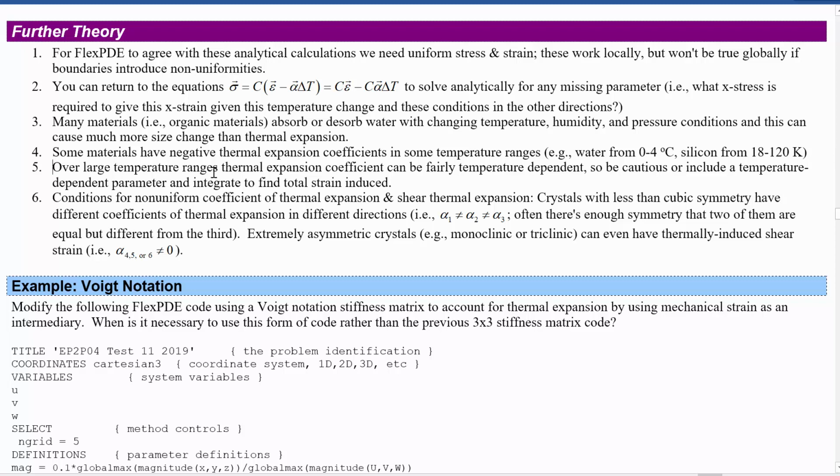All right, over large temperature ranges, the thermal expansion coefficient is pretty temperature dependent. So be careful, or include a temperature dependent parameter and integrate to find the total strain that showed up. Finally, non-uniform coefficients of thermal expansion and shear thermal expansion can show up in crystals with less than cubic symmetry. Well, specifically, you can't get the shear thermal expansion from just that. You need to have extremely asymmetric crystals like monoclinic or triclinic. Of the crystal groups, these are the ones with the least amount of symmetry. So that's quite a lot of asymmetry required to get a shear showing up just from a temperature change.